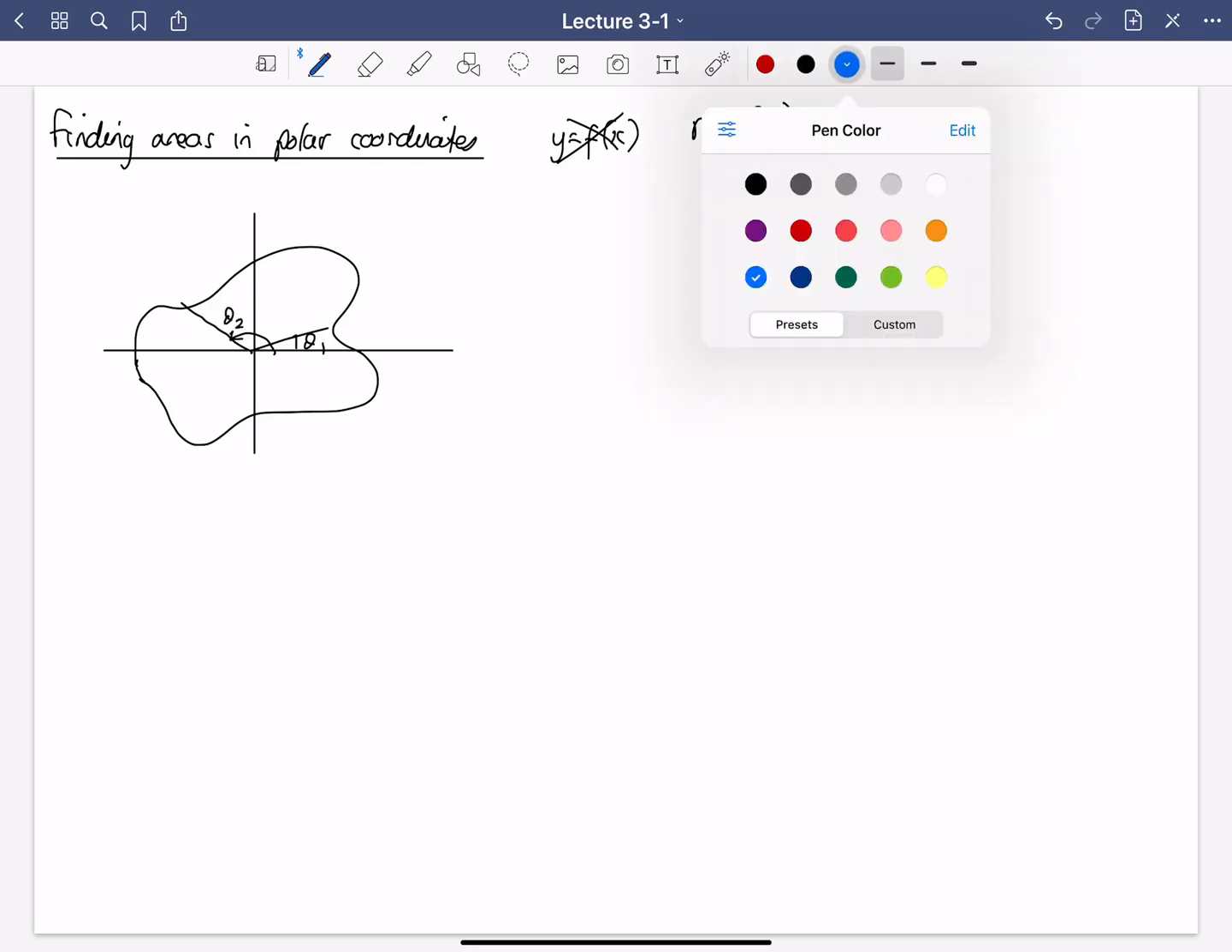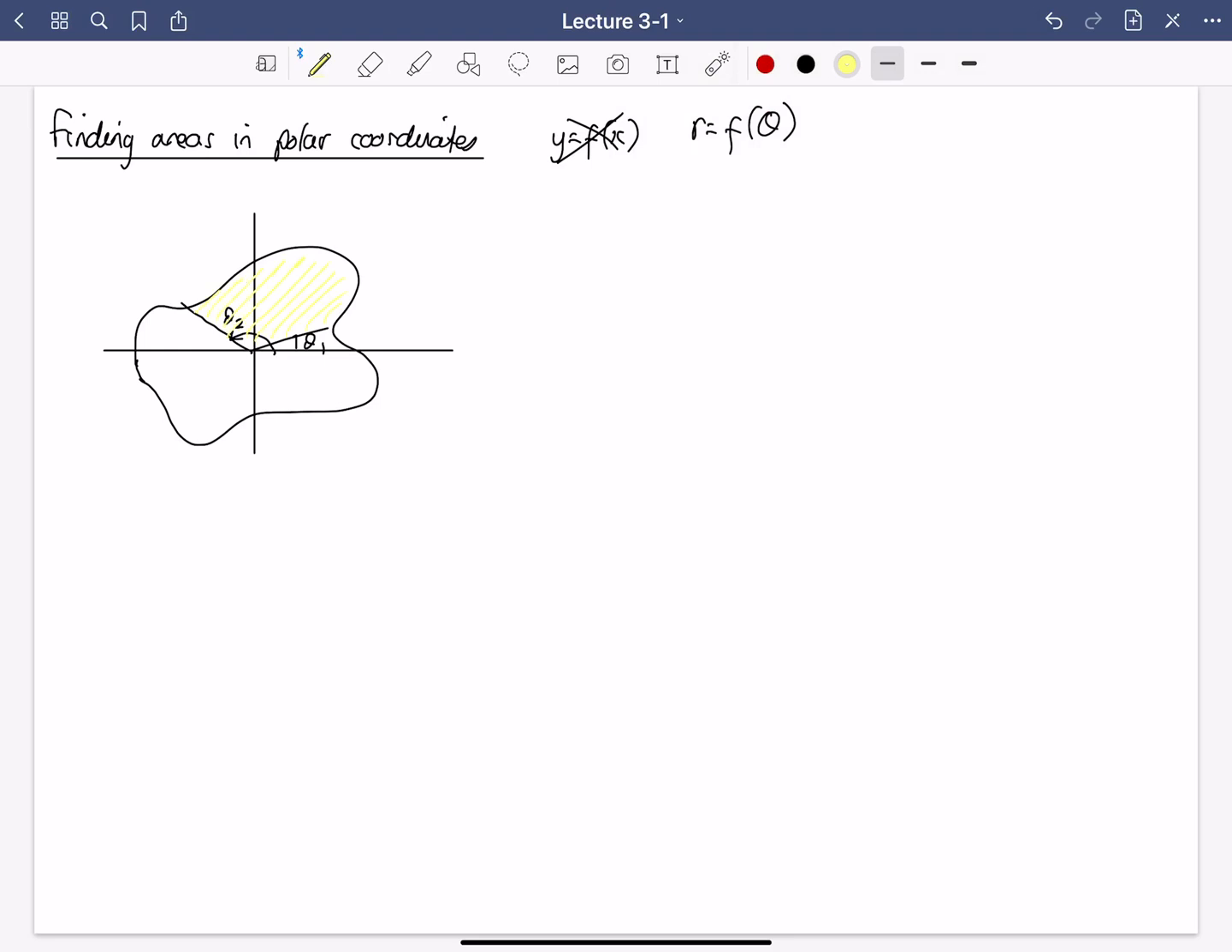And what we're trying to do is calculate the area of that region inside the graph between the radius at angle theta 1 and the radius at angle theta 2. So we want to calculate the area of the sector under the polar graph from theta is theta 1 to theta is theta 2.